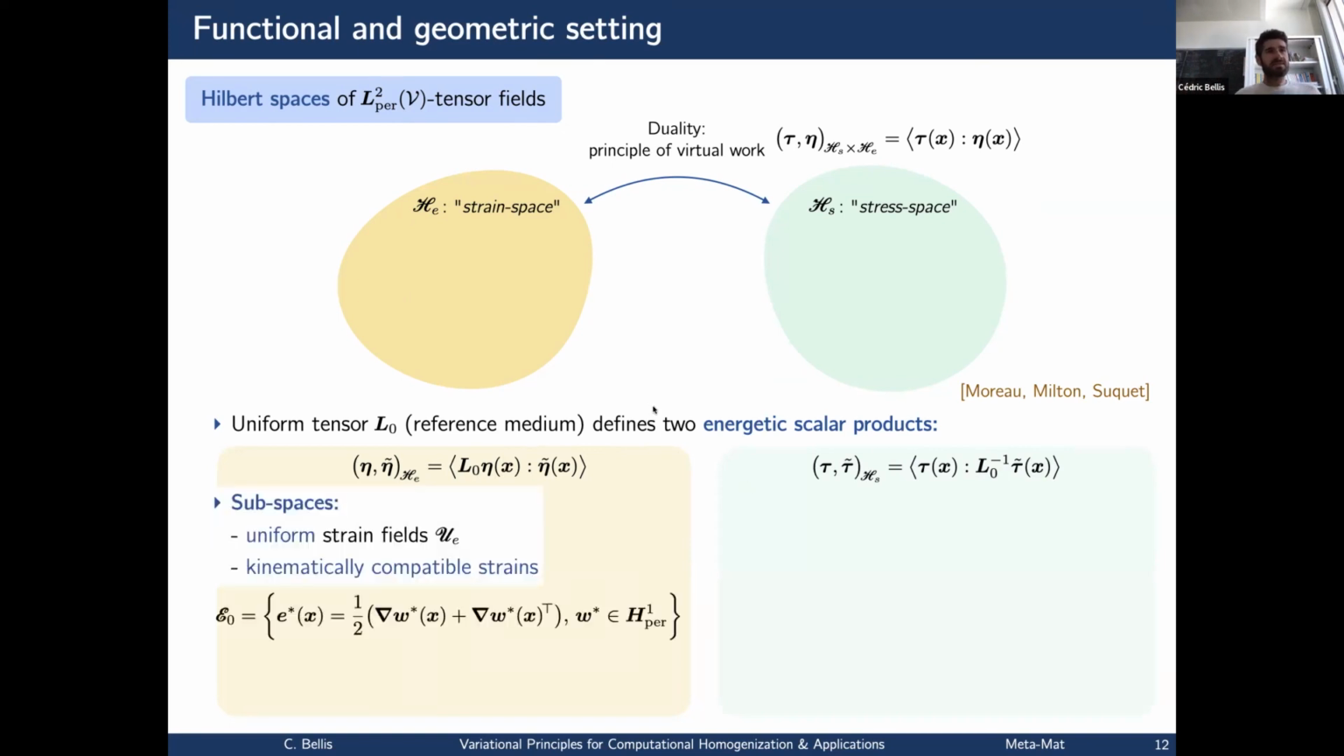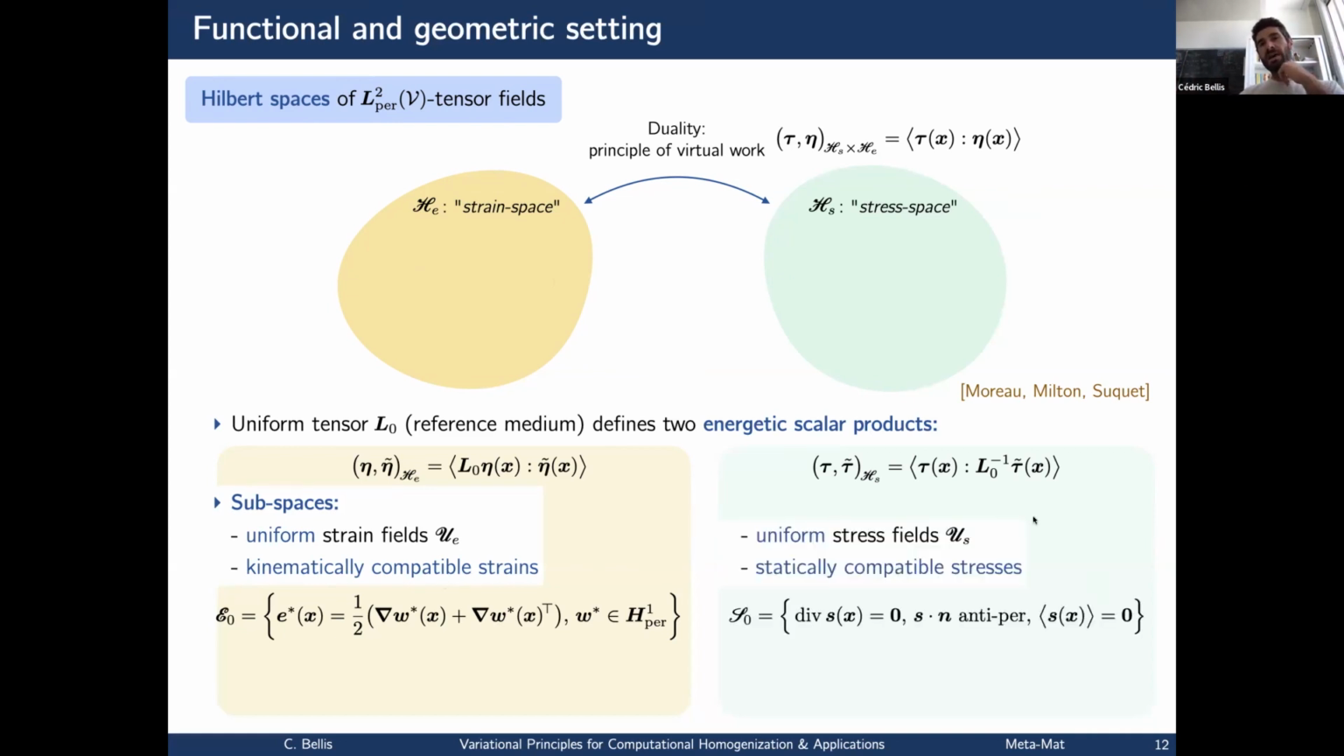Next, I will identify some subspaces. On the left, I will identify in my big space the subspace of uniform fields, so constant tensors, and the subspace of kinematically compatible strains, typically the fields that are the gradient or the symmetric gradient of some displacement. On the right, likewise, I will introduce the subspace of uniform stress, so constant stresses, and the subspace of statically compatible stresses, typically the fields that satisfy the equilibrium equation.